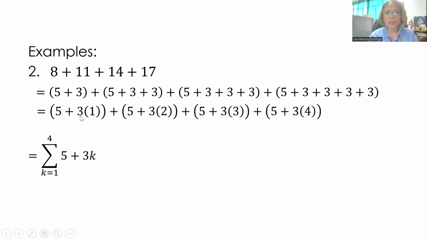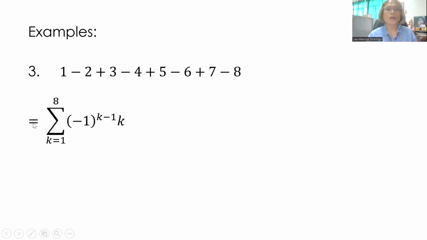And 3 is multiplied by 1 in the first term. And then, multiplied by 2, 3, and so on. So, yun ngayon yung variable natin, ano, 1, 2, 3. So, yun tatawagin natin k. And k ranges from 1 to 4, as we can see here. So, yung 8 plus 11 plus 14 plus 17 can be expressed as the summation of 5 plus 3k, where k ranges from 1 to 4.